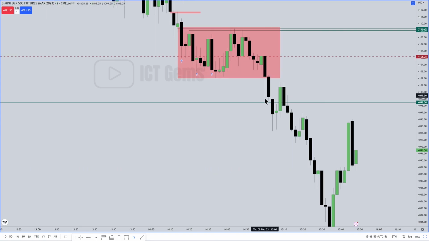This wick here, we measure that. So that's consequent encroachment at 4100.75. What's the open on this candle here? I'm sorry, I said open. What's the close on that candle? 4100.75. That's consequent encroachment. And the open on this candle is the same thing, 4100.75. Big deal, right? But it goes up a little bit. Why is it doing that? Remember, it's to make it seamless.